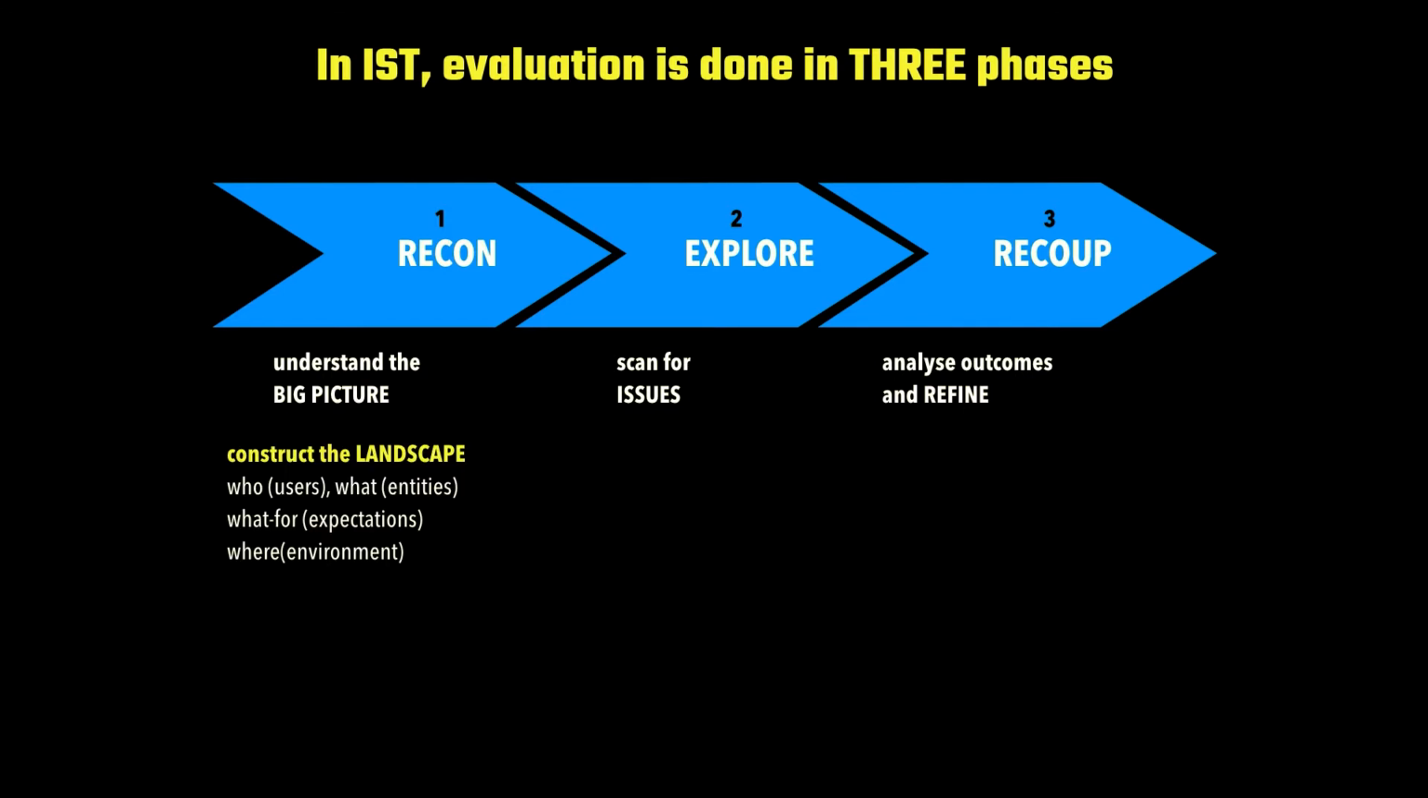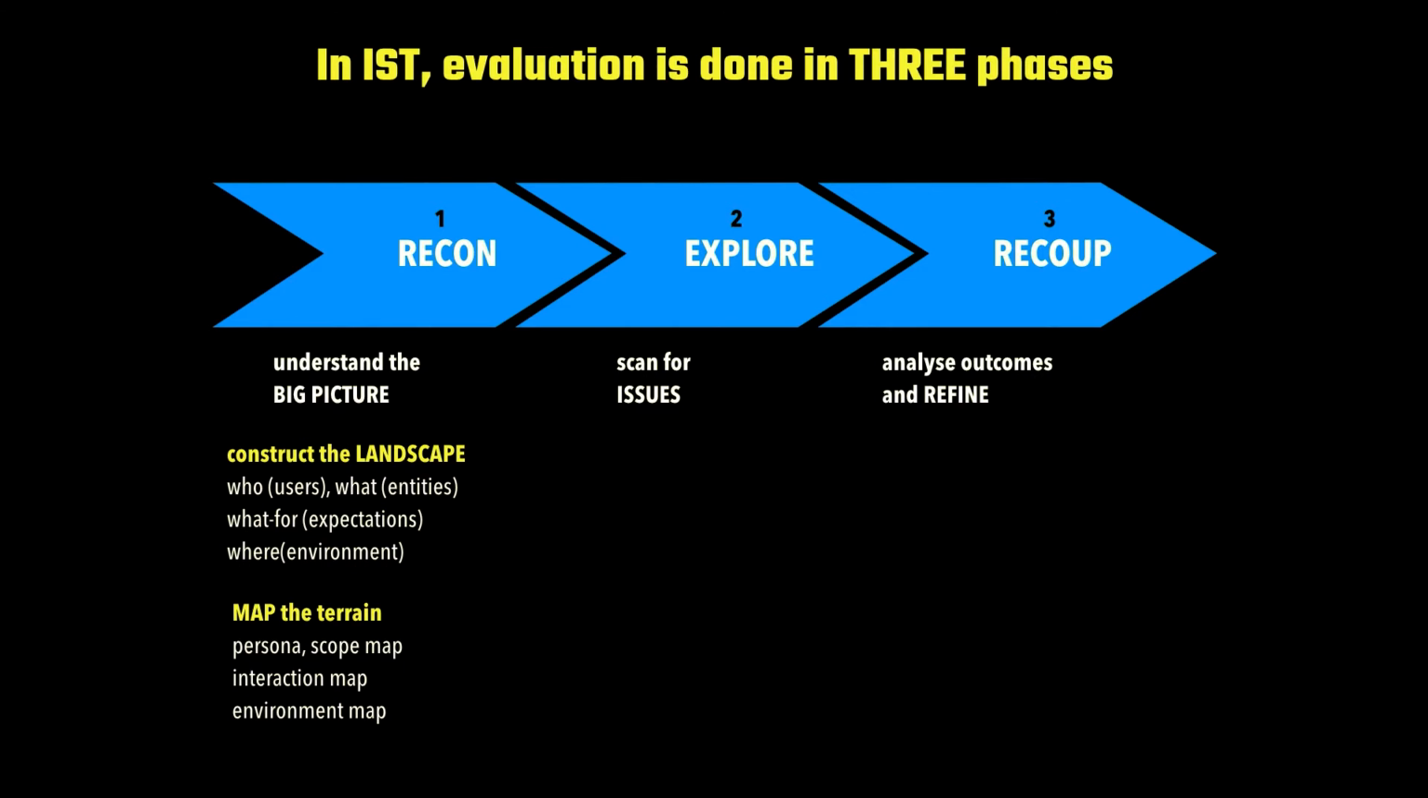So let's look at the details of each of these phases. In the reconnaissance phase, the focus first is to construct a landscape of who are the users, what are the entities, what we are testing, what are the expectations, and the environments of interest. After constructing a landscape, we put together a map of the terrain. Who uses what, what is expected of each entity, the scope. How do each of these entities interact with each other? And finally, what are the various environments of interest?